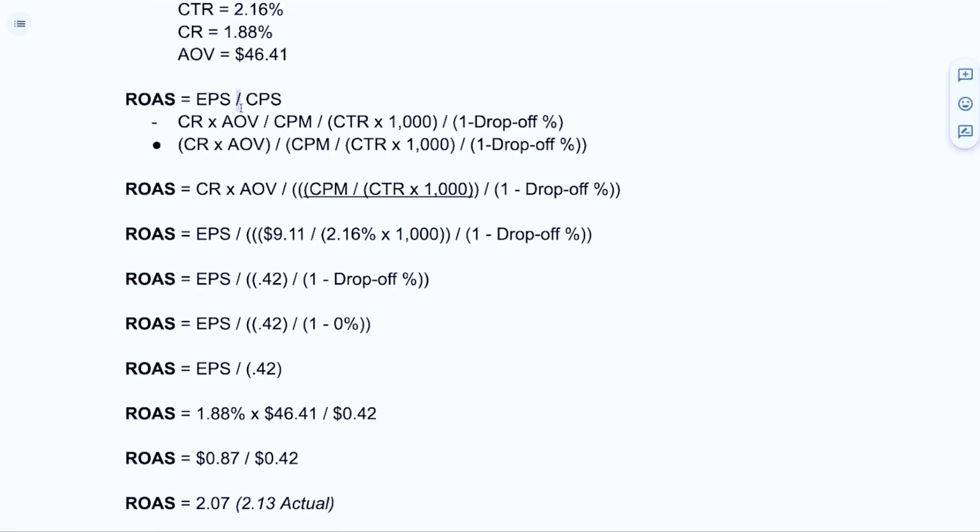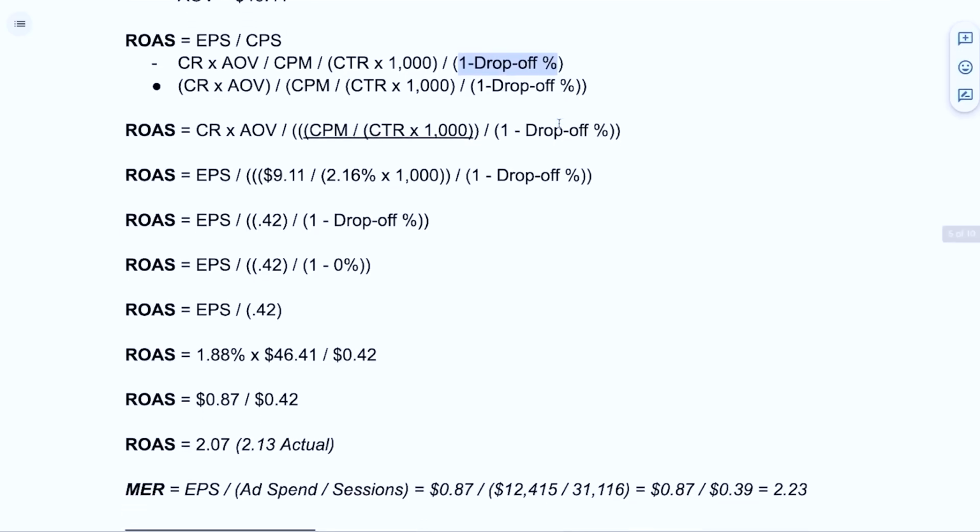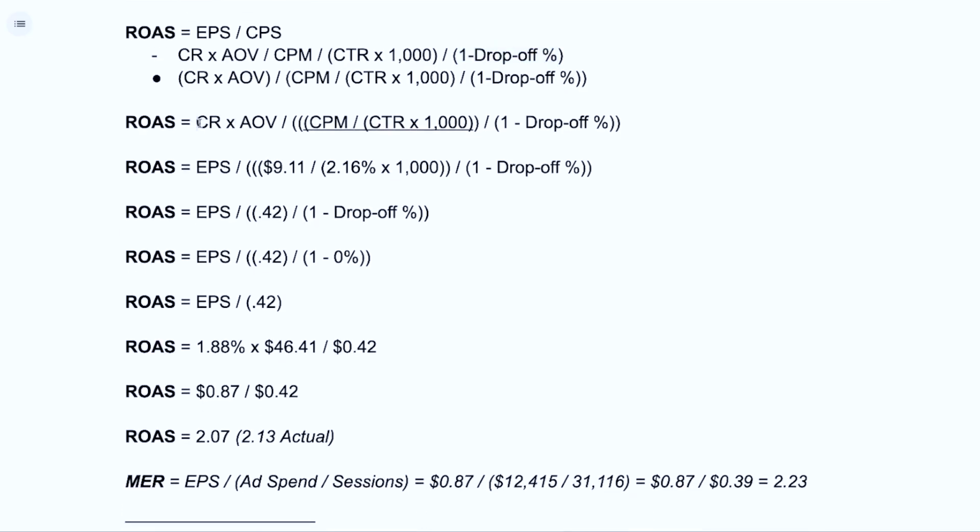So again, ROAS equals earnings per session divided by cost per session. Earnings per session we know is conversion rate times average order value. And then it's divided by our cost per session, which is just cost per link click, take away the drop-off. So the cost per link click formula is CPM divided by CTR times 1,000, divided by 1 minus the drop-off percentage.